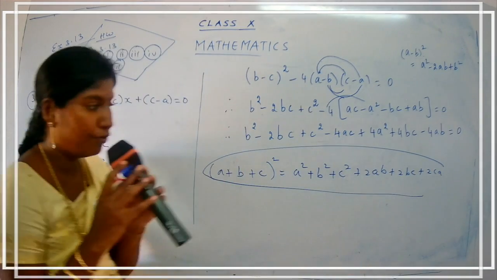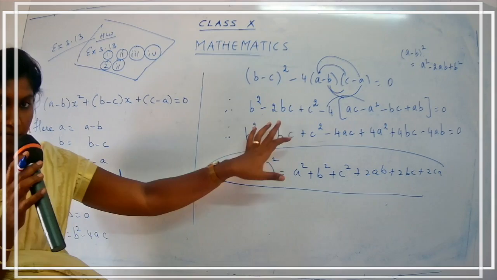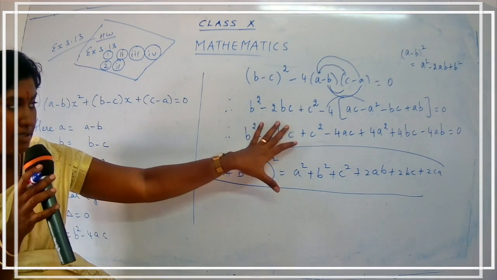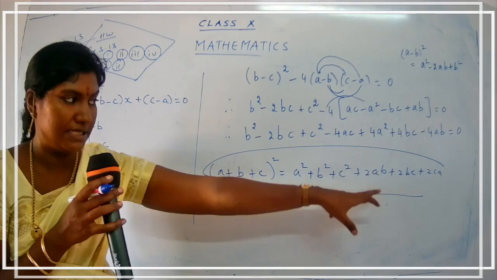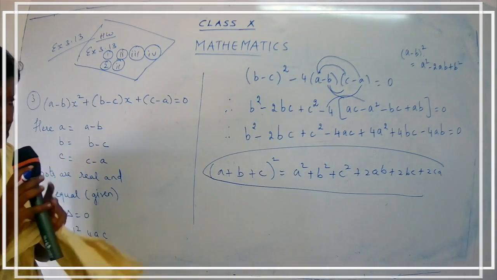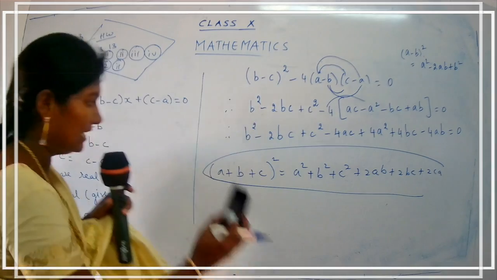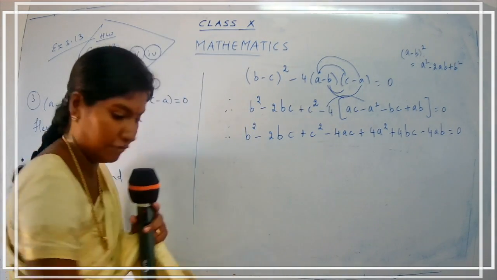So what we are going to do is bring this answer, whatever we have expanded, in this order: a square, b square, c square, ab term, bc term and ca term. Shall we arrange the terms? Let's arrange it. We'll write the formula later on. First let us arrange the terms carefully.